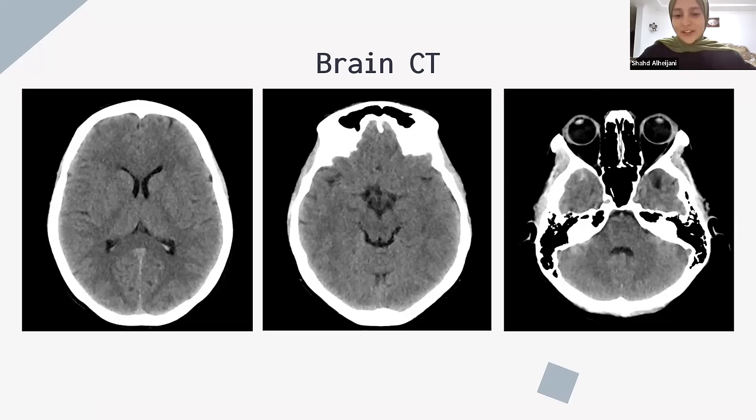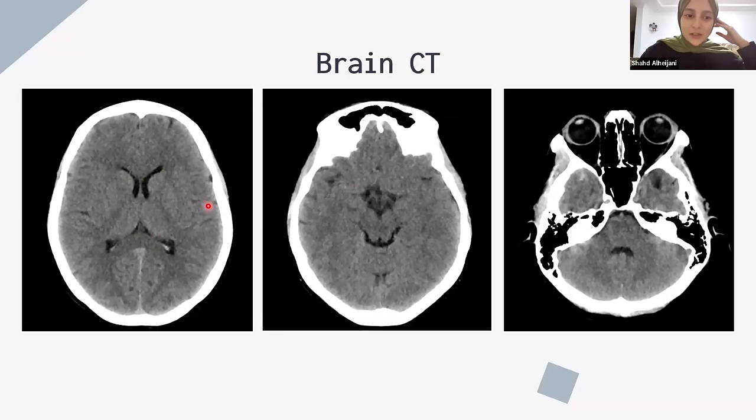Okay, we got one: white center, gray surrounding. White center, yes. So the center will be white. And then compared to the gray matter, will it be less attenuation or high attenuation? Okay, so in the center you have the white matter, then outside you have the gray matter, and then you have the different structures. What do you guys see here? What is this black thing? Yes, the ventricles. So those are the ventricles.